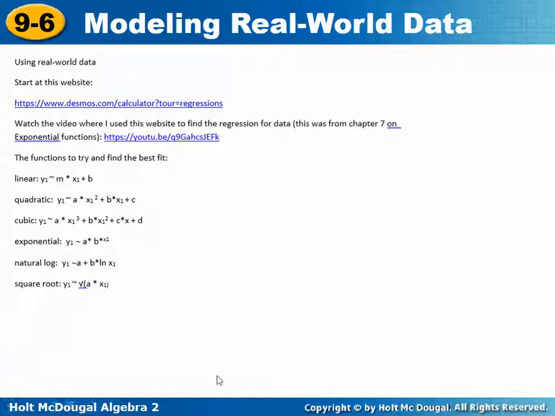So in Desmos, these are the different models that we're going to try: linear, quadratic, cubic. We haven't talked a lot about cubic, but that was in the polynomial section. It looks something like this usually. Then exponential, the natural log, we did a whole section on logs, and the square root. So these are the different things that we'll type in to check which is the best fit.